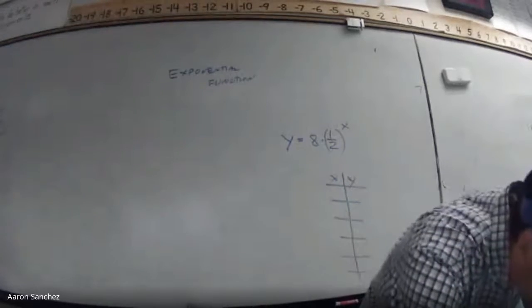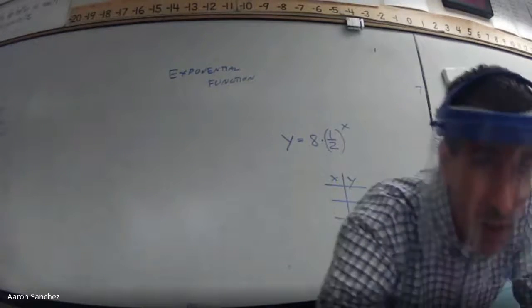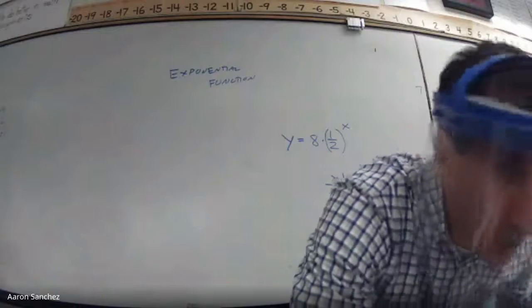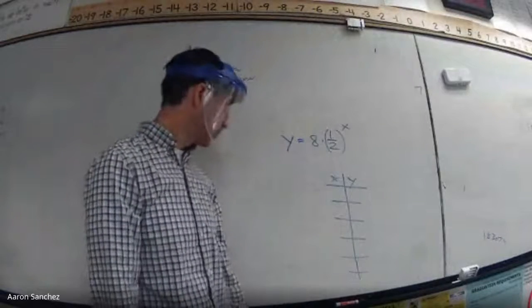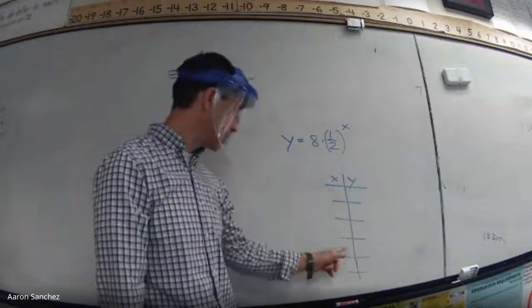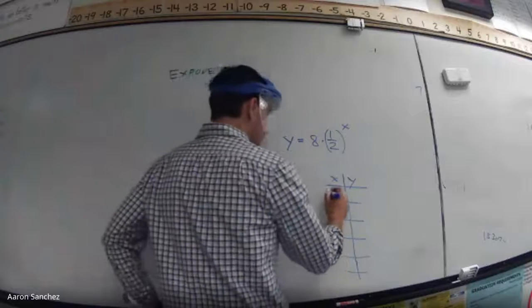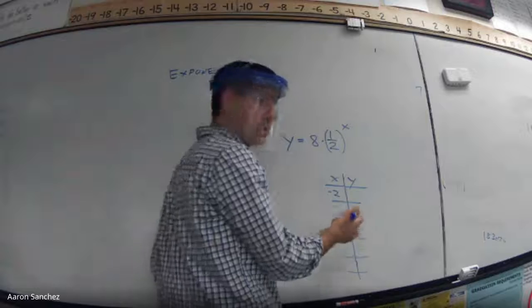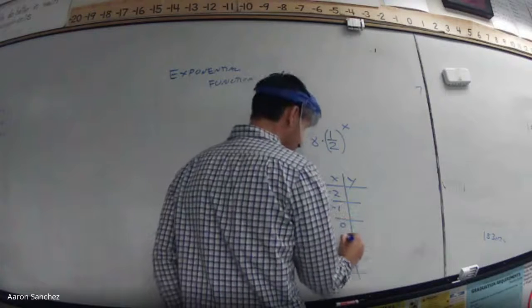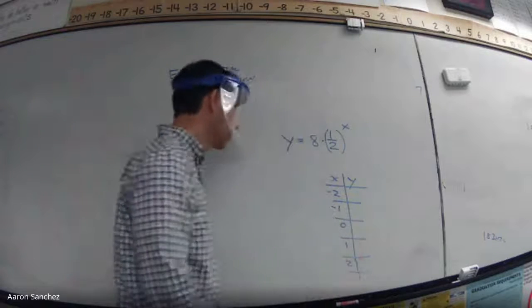Edith, are you there? Did you leave? I'm here. Okay, I don't see you. Hey, Edith, what am I going to do next for this? What am I going to put here for my x's? Tell me what I should put. -2, -1, 0, 1, 2. Yes, let's go -2, right? So just plug in -2 to 2. -2, -1, 0, 1, 2. Boom.